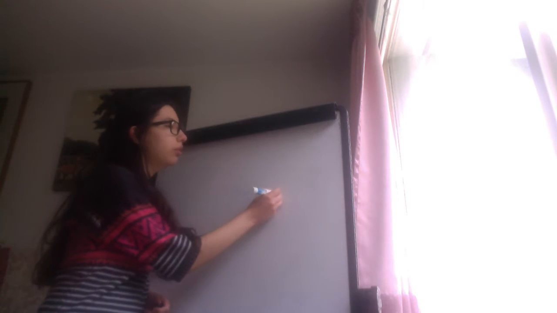Now we're going to talk about the fourth cranial nerve. The fourth cranial nerve nucleus is on the midbrain, usually between the inferior and superior colliculi. Then the nerve is going to exit inferior to the inferior colliculi of the midbrain.